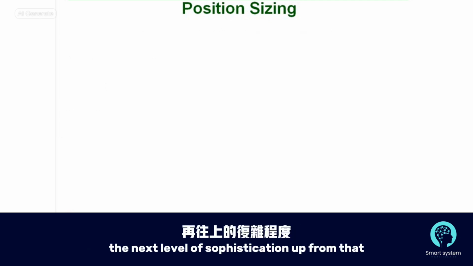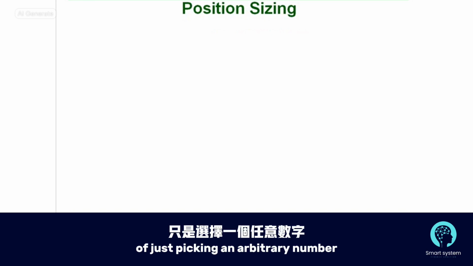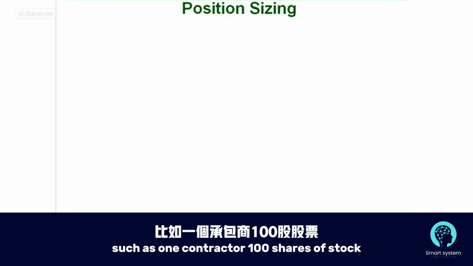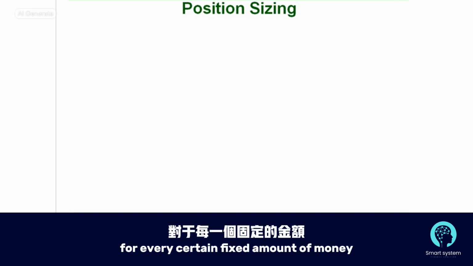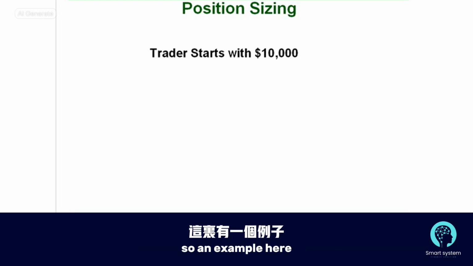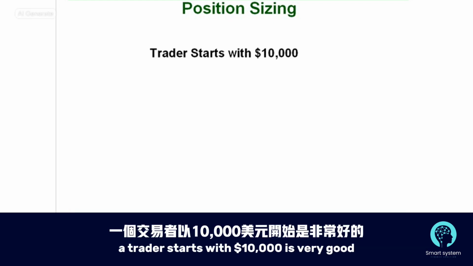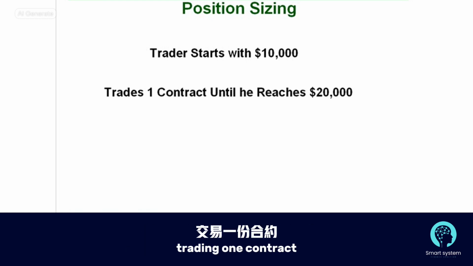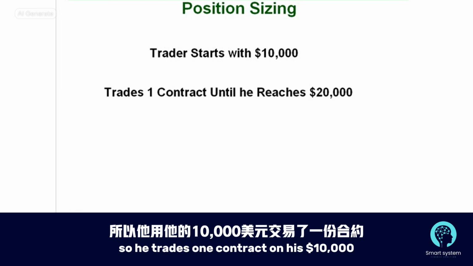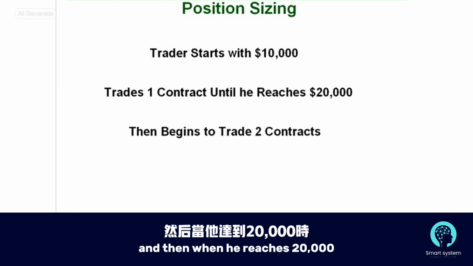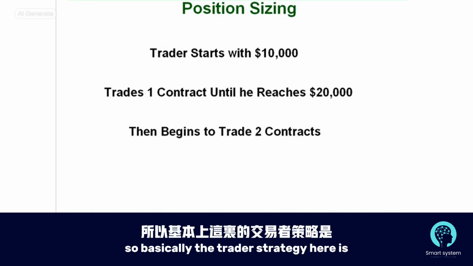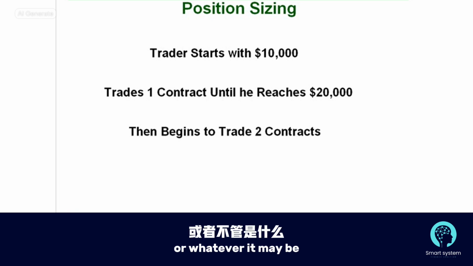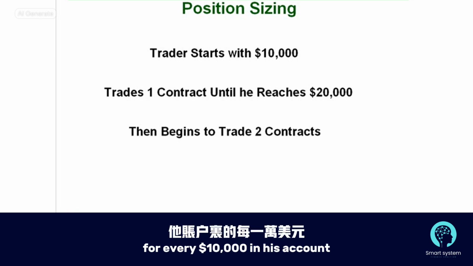So with this in mind, the next level of sophistication up from just picking an arbitrary number, such as one contract or trading a standard size such as 100 shares of stock, is to trade a fixed size for every certain fixed amount of money. An example here: a trader starts with $10,000, does very well, and is able to trade that up to $20,000, trading one contract. So he trades one contract on his $10,000, and then when he reaches $20,000, he begins to trade two contracts. So basically the strategy here is he's going to trade one contract or 100 shares of stock, or whatever it may be, for every $10,000 in his account.